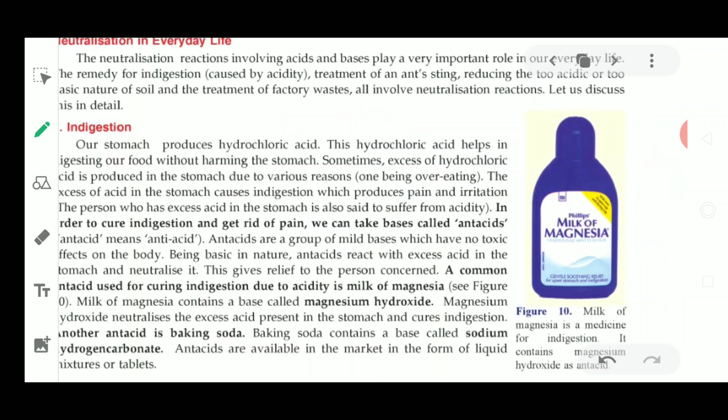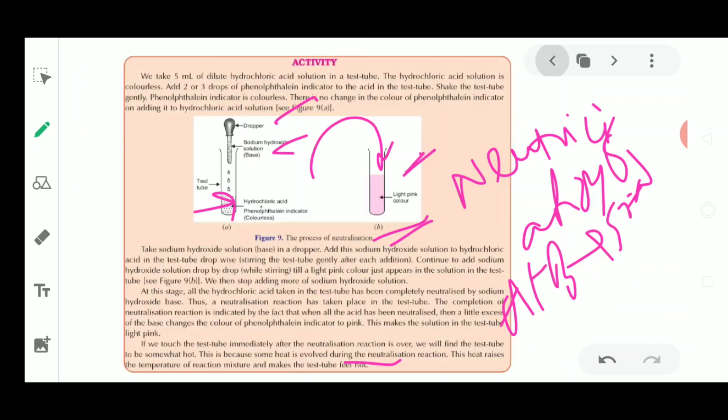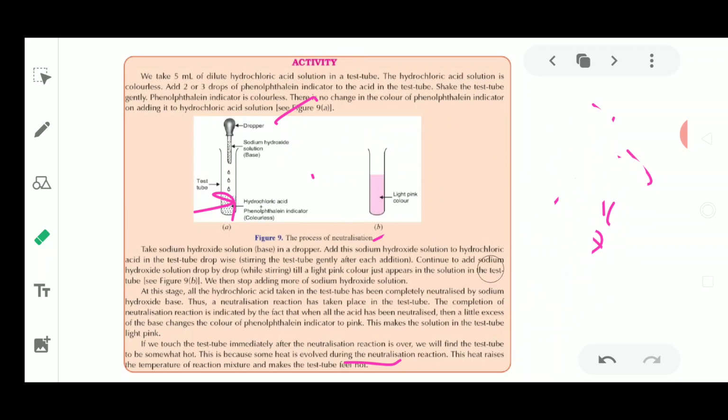Next is the neutralization reaction in your daily life. This is a very important topic to understand: what is the meaning of the word neutralization. We have done this, and we have also seen the types of salts that are formed. Now these salts are of 3 types: acidic salt, basic salt, and neutral salt.